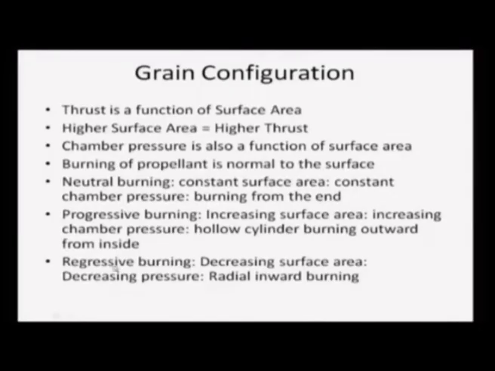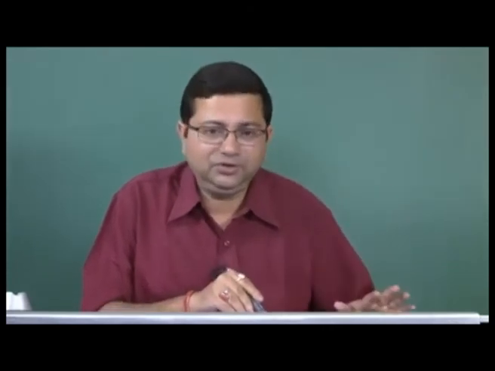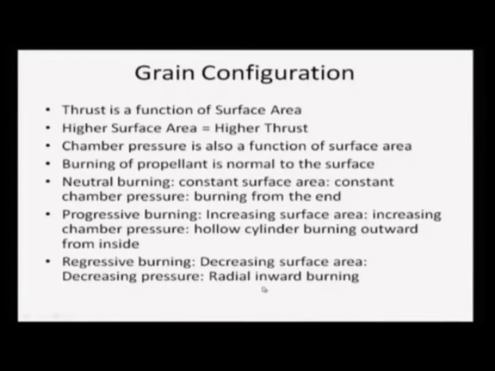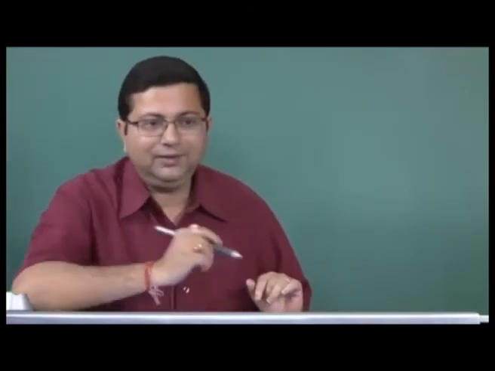We can also have, of course, very rarely seen, regressive burning, where we have a decreasing surface area and because of that a decreasing pressure. We know that we want to always operate at higher pressure, so a decreasing pressure is very rarely used. This is what we get with radial inward burning: we start to burn from the outer radius and burn inside, and that will give us a regressive burning.